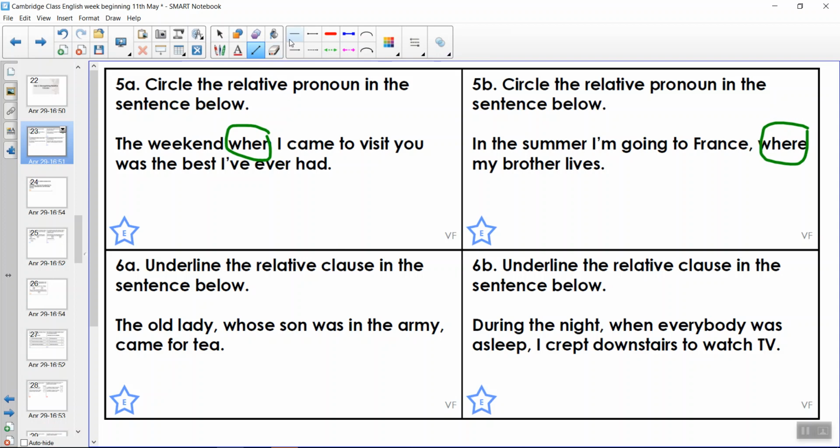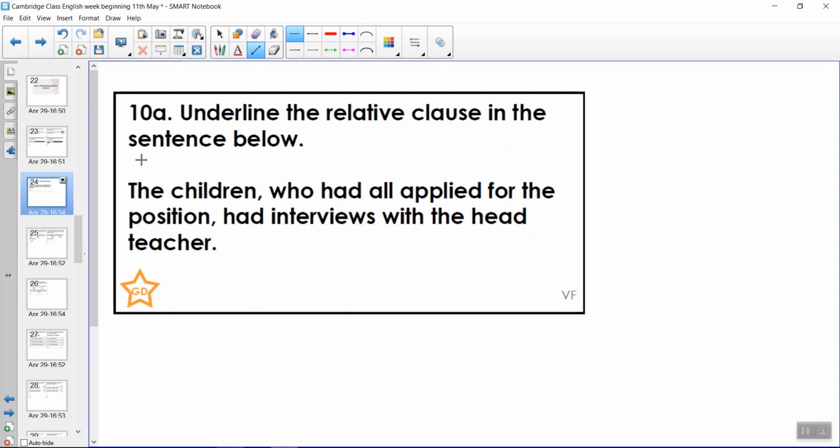Underline the relative clause in the sentence below. The old lady whose son was in the army came for tea. There's my relative clause. Do the same again here. During the night, when everyone was asleep, I crept downstairs to watch TV. And we've got to underline the relative clause. The children who had all applied for the position had interviews with the head teacher. The children who'd all applied for the position, describing the children.